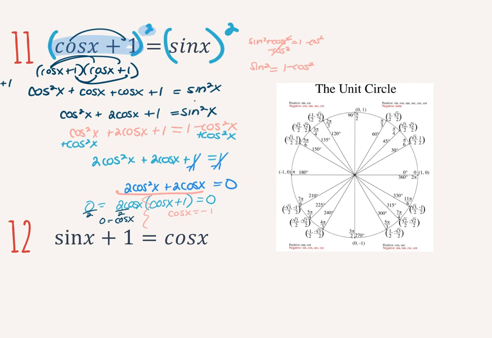Okay, so now I'm going to my unit circle, and I'm looking for where cosine, which is the x, is 0. Cosine is the x, which happens at pi over 2 and 3 pi over 2. And cosine is negative 1 at pi.